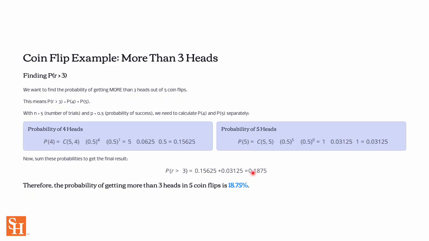What does that mean? That means the probability of getting more than 3 heads in 5 coin flips is 18.75%, right? So if you flip the coin 5 times, then the probability that you will get more than 3 heads is 18.75%.